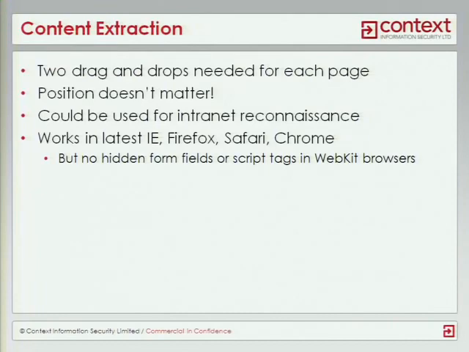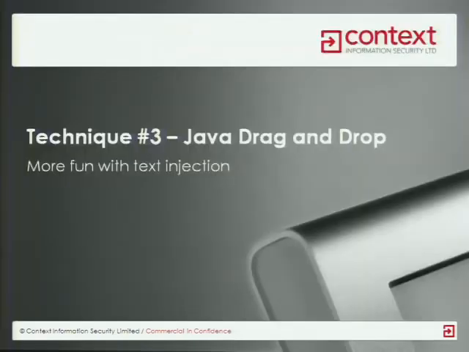So again, this technique works in all the latest browsers. In WebKit-based browsers, when we're copying the HTML out of a page, the hidden form fields and script tags don't get copied across, so that's a bit of a limitation with this technique. So we can't use it in this case to steal cross-site request forgery tokens, at least not in Safari and Chrome. Again, I'll show you at the end a demo of how that works. So on to technique number 3.